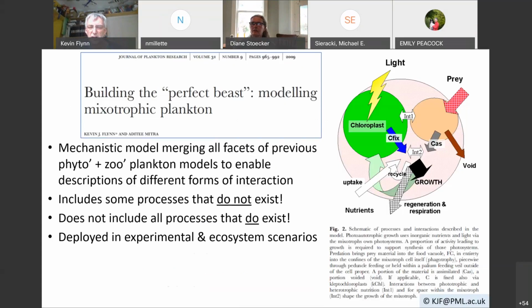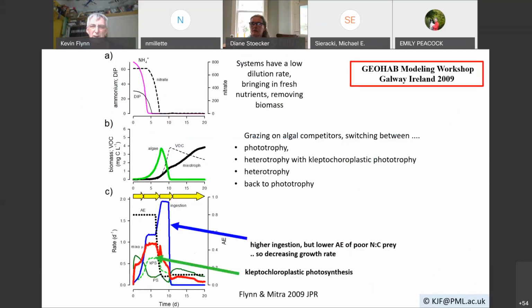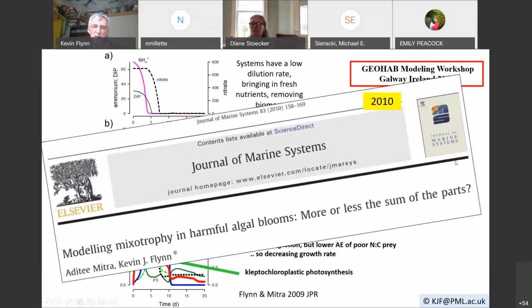It's been deployed in a series of experimental and ecosystem scenarios to some good effect, though. It had its first outing back in the GeoHab meeting in Galway. And back then we'd established, as Diane said, the way that mixoplankton works, it is not just adding these two processes together. These processes mix and match together between the elements and the physiologies.